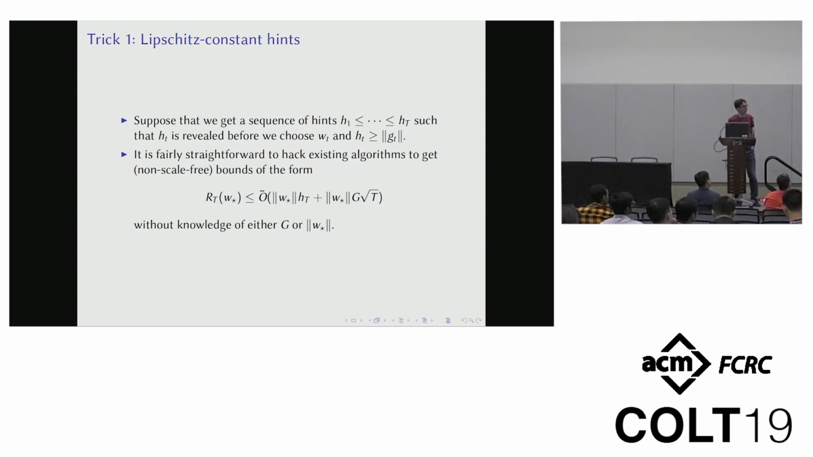So let's consider an alternative sequence where instead of getting the value of G, the maximum gradient I'm going to see, at the very beginning, what if I'm just one step ahead of the adversary? That is, I get a sequence of hints, h_t, where I get h_t before I pick my t-th iterate, and h_t is an upper bound of the norm of g_t. Then if you don't care about being scale-free, if you don't care about suffering an extra log penalty or something like that, it's essentially trivial to hack together an existing algorithm and get a regret bound that looks like this. So it's the bound I want, W star G root T, and then W star times h_T. So as long as these hints aren't growing too fast, everything will be OK here.